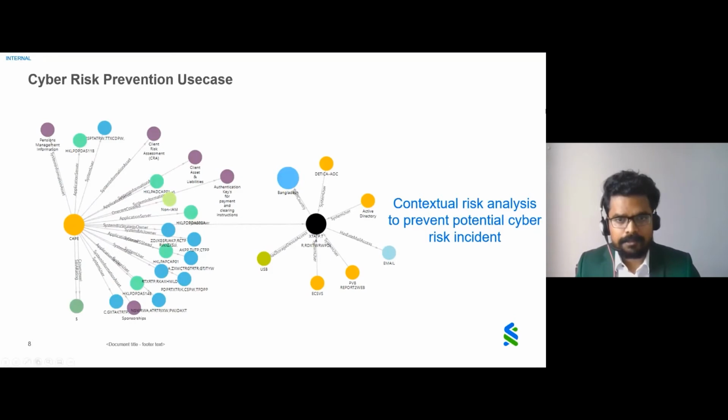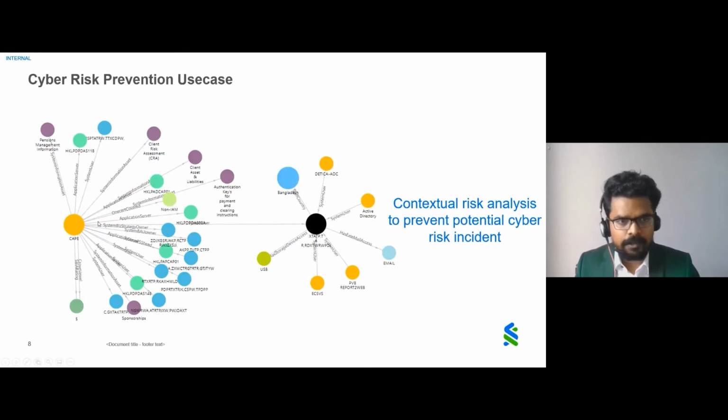For example, the name of the person is encrypted for confidentiality purposes. He is based in a country, Bangladesh, and he has access to 5 different systems and applications, highlighted in the yellow color, and he already has external email access. And now we are provisioning him USB access, and you can see what kind of potential risk it can lead to.